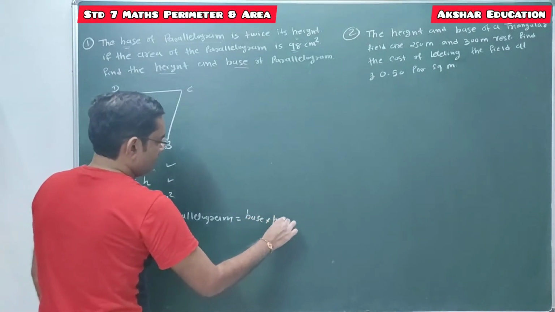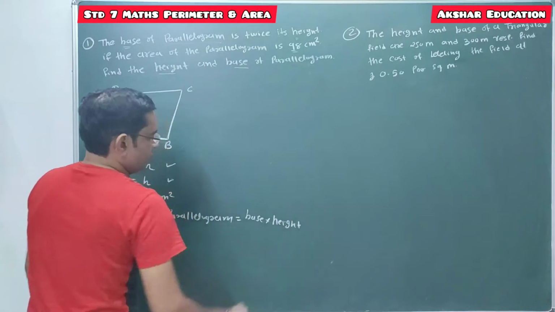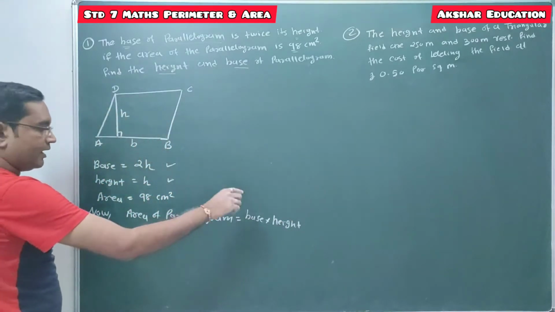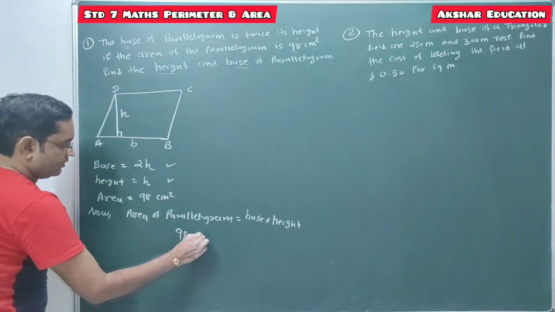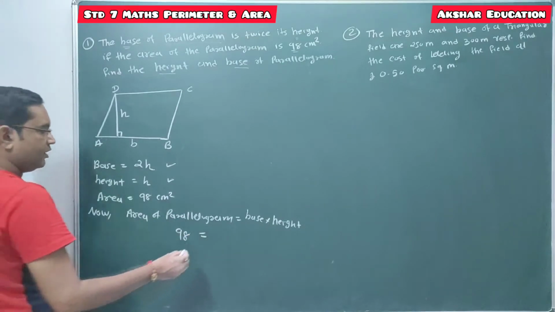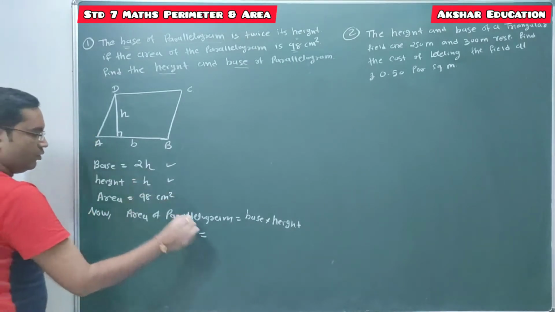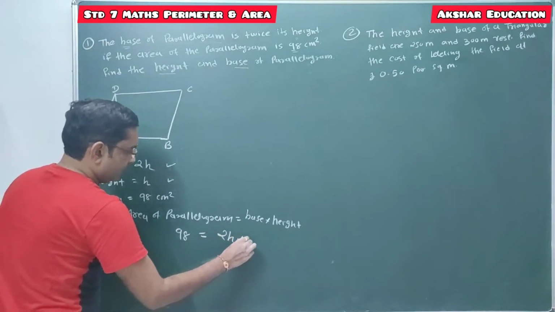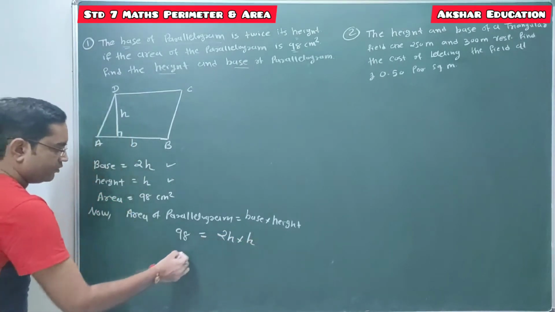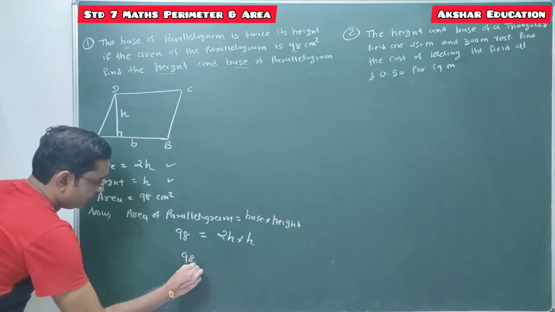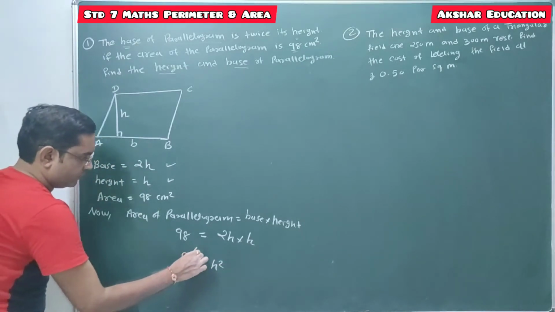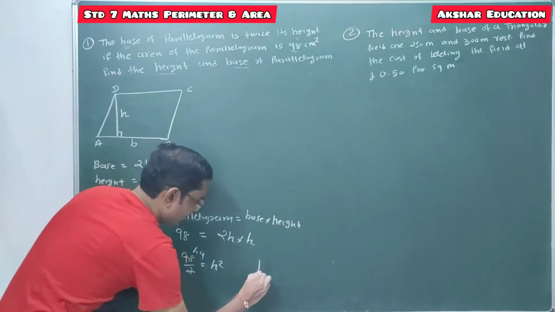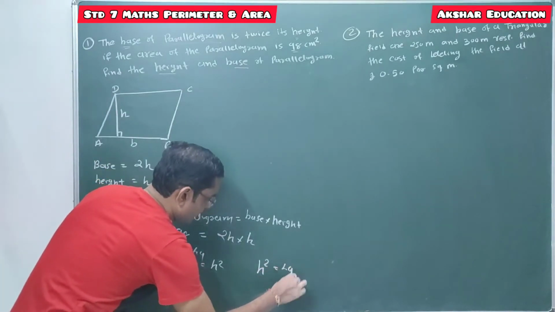Base into height है ना, 1/2 नहीं आएगा, 1/2 ट्राइंगल में आएगा. सो एरिया ऑफ पैरेललोग्राम इज 98 सेंटीमीटर स्क्वायर इक्वल टू बेस इंटू हाइट. Base is 2h and height is h. Take this 2 into division. So 98/2 equal to h square. So it's a 49. So we are getting h square equal to 49.